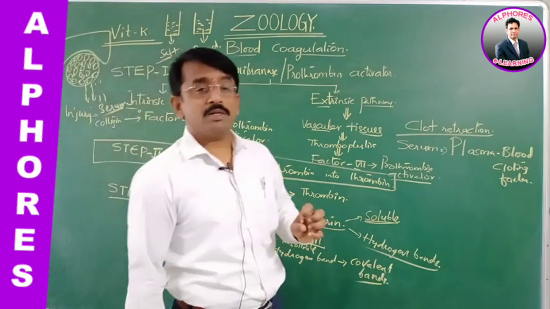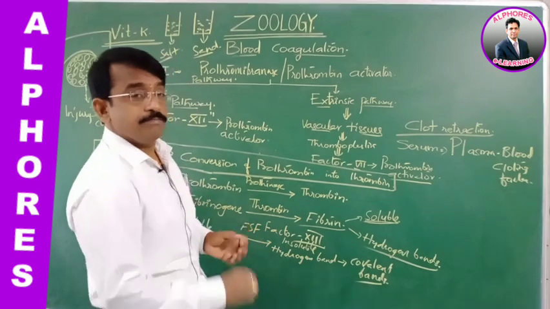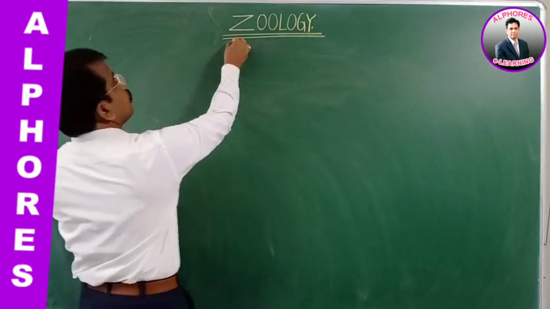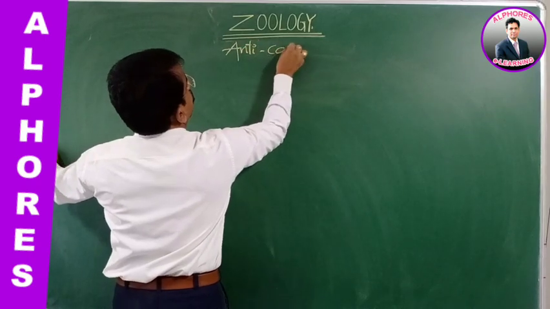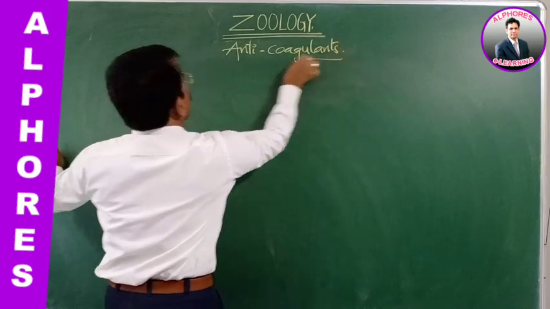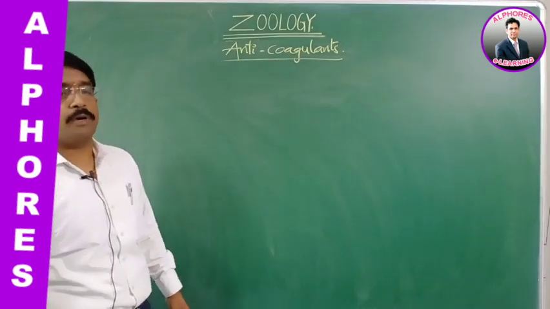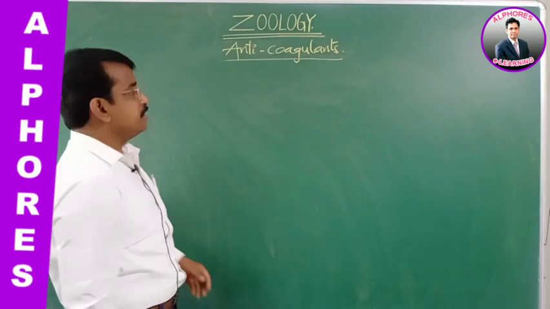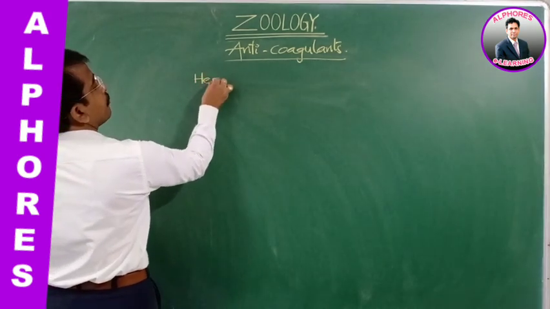Now we'll go on discussing the anticoagulants subtopic. What do you mean by anticoagulants? Anticoagulants are substances that do not allow the blood to clot. The anticoagulant list is: 1. Heparin.